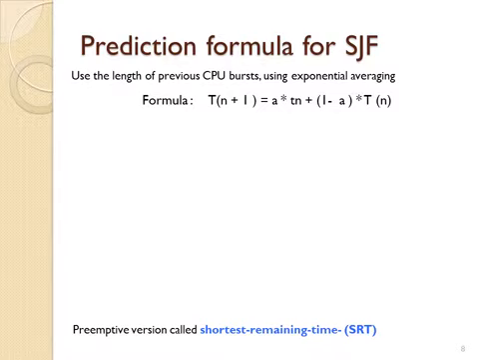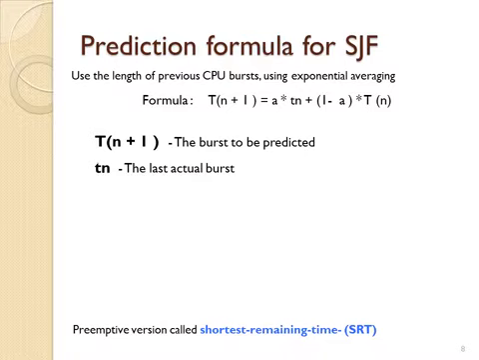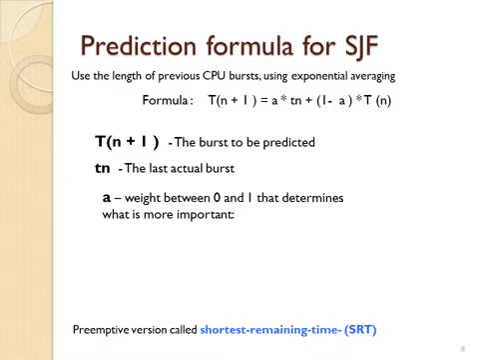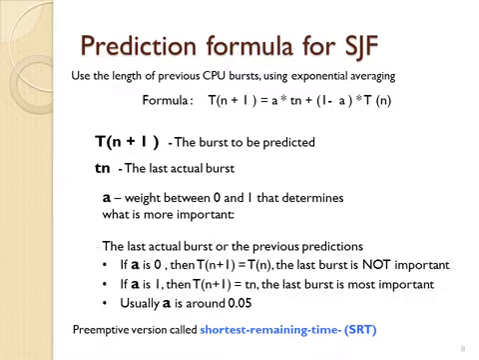The prediction formula is we're going to be predicting the next burst, which is big T of n plus 1, based on our previous predictions, which is big T of n, and a weight, which is a, and the last burst that just happened. So let's just go over this formula. Big T of n plus 1 is the burst we're about to predict. Little t of n is the last burst that actually just happened.